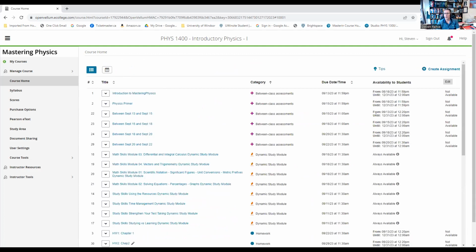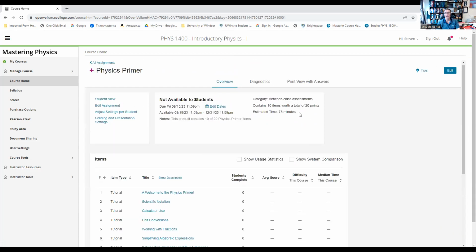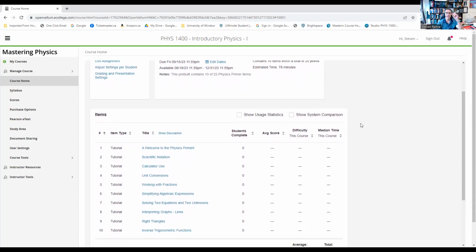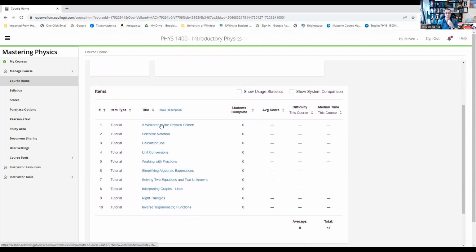And then it looks like there's another one that's going to be available after August 18th, and that's the physics primer. The physics primer is going to be worth points. It's 10 items worth a total of 20 points. This is the only assignment where everything is worth 2 points instead of 1 point, because I actually feel it's that important. It's just welcome to the physics primer. Questions on scientific notation, how you use your calculator, how you use unit conversions, working with fractions, simplifying algebraic expressions. This is all the stuff that physics students get hung up on, all right?